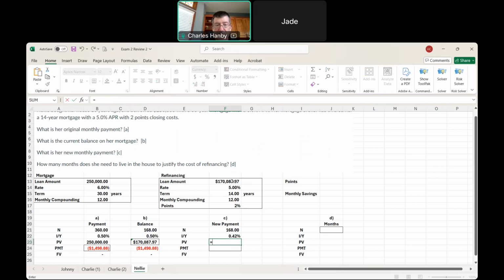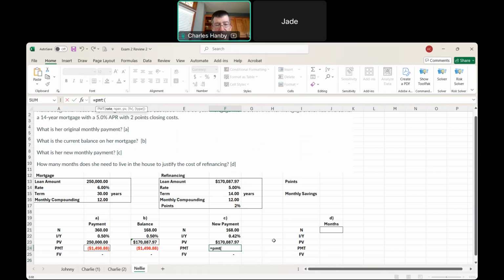The PV is the $170,087.97. We're calculating the payment, and future value is 0, equals PMT.